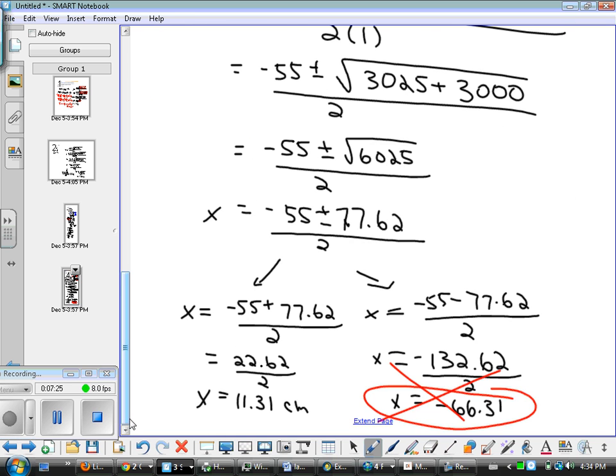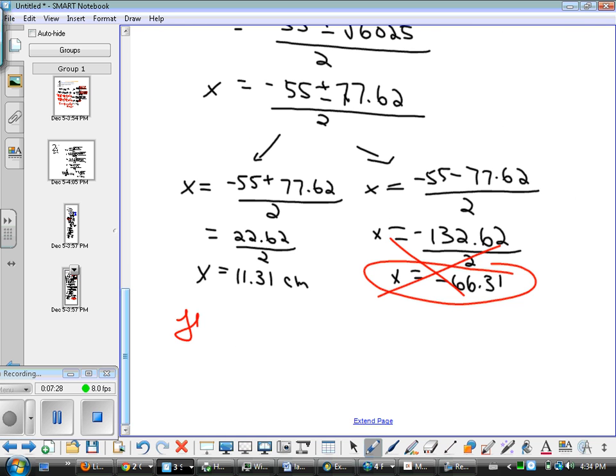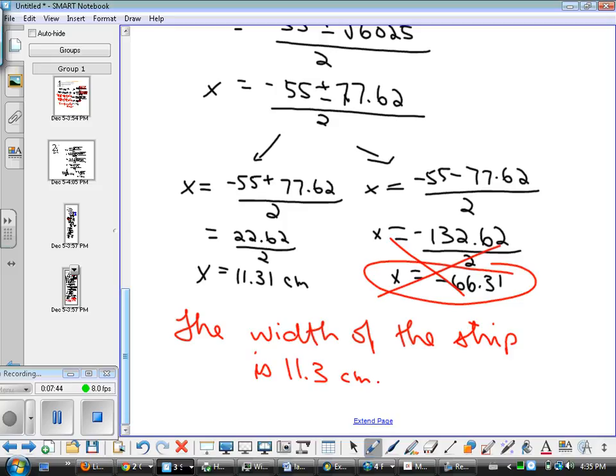And to the nearest tenth of a centimeter, they said, so I'm going to report it. When I write a sentence, I'm going to say the width of the strip of mat is 11.3 centimeters. Always a good idea to look at the question and see what they ask you for, in terms of whether you're rounding it to the tenth or the nearest centimeter or whatever, and answer it the way that they want it.